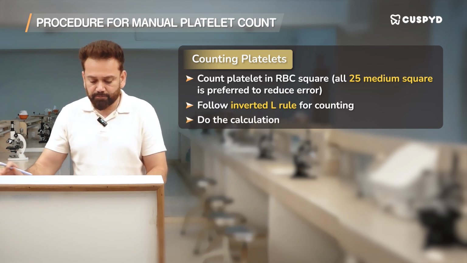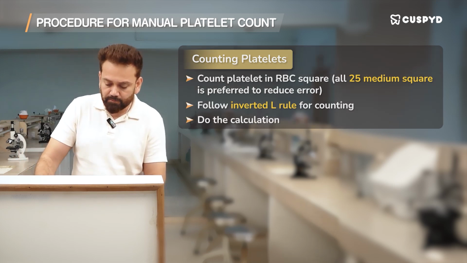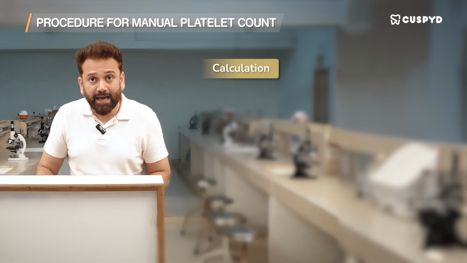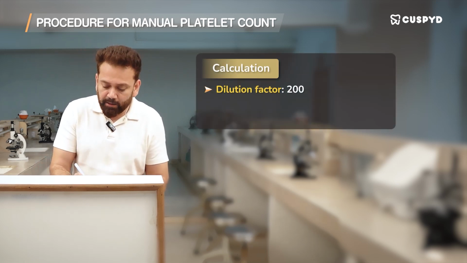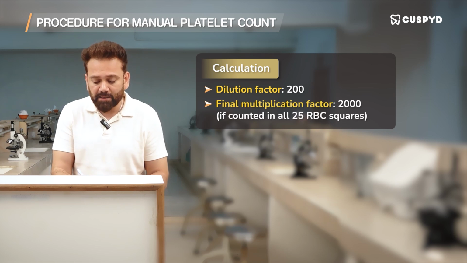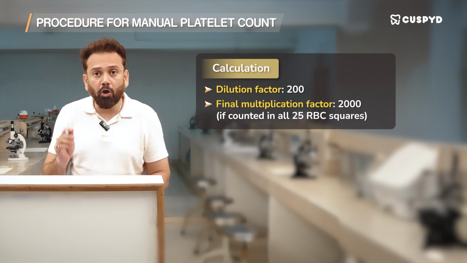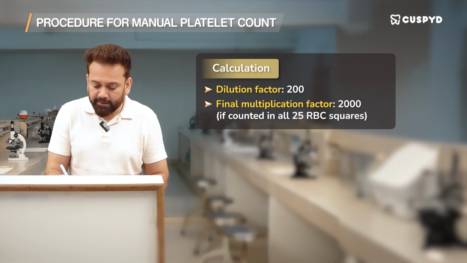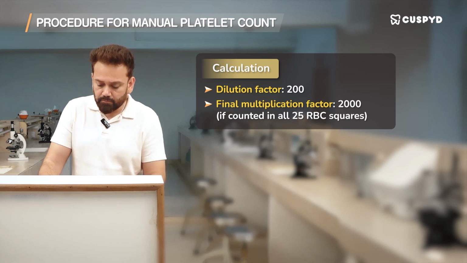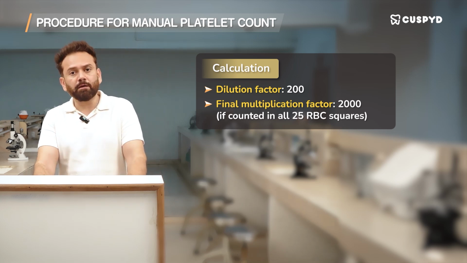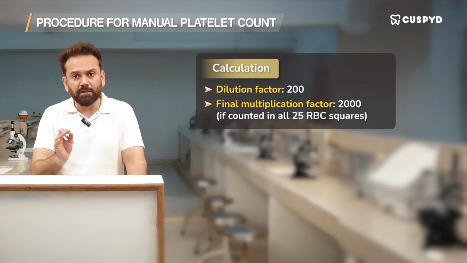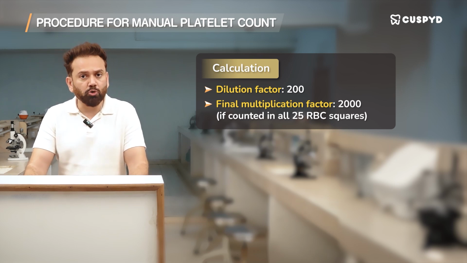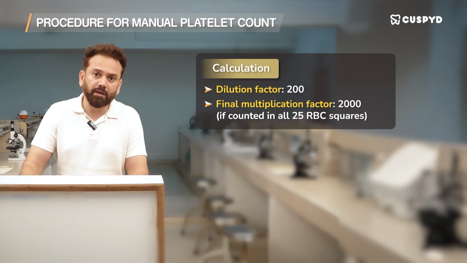Now calculation. Here, the dilution factor is how much? Dilution factor is 200, but the final multiplication factor, if you count in all 25 RBC squares, will be 2000. So this is almost similar to what we have done in RBC, but only a few things are to be noted here. Just remember those points, they can ask you in viva. Thank you.